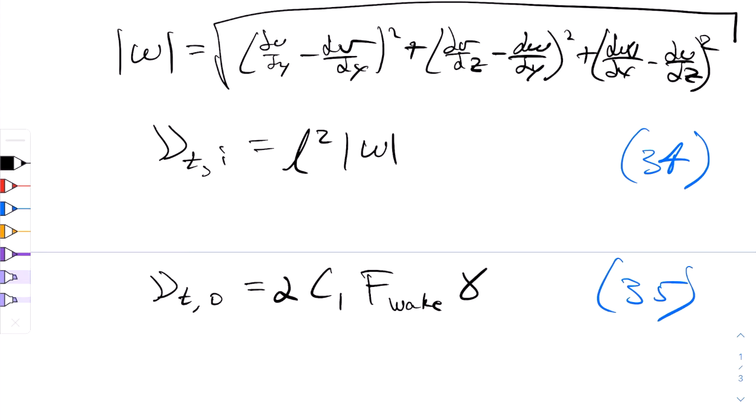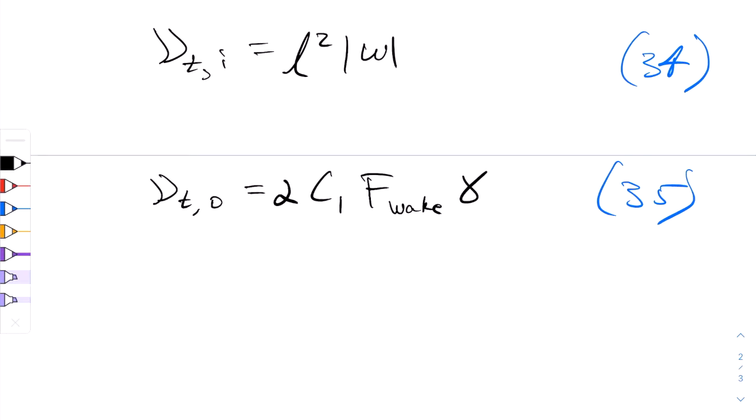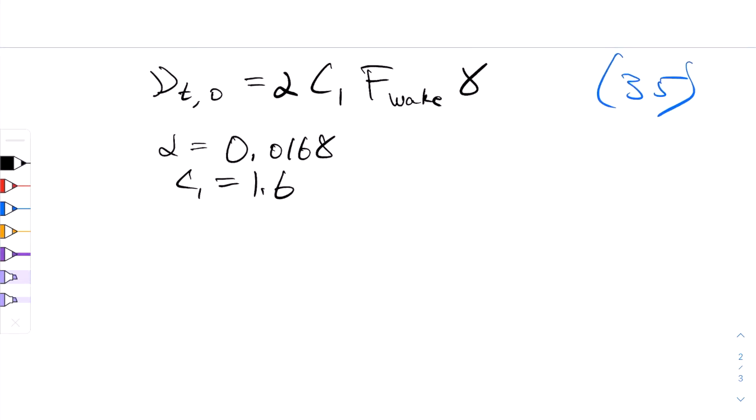Let's define these particular constants now. Baldwin and Lomax say that alpha, calibrated for transonic boundary layer flows with no pressure gradient that are attached, will be about approximately 0.0168, and C1 will be equal to 1.6. We need to still define this function F wake right here. So let's do that now.